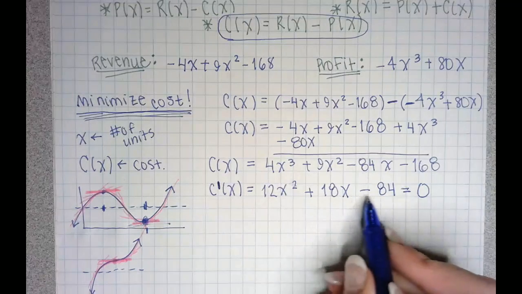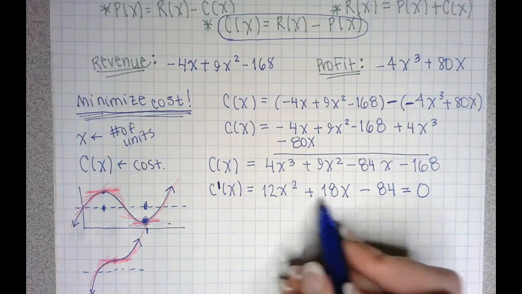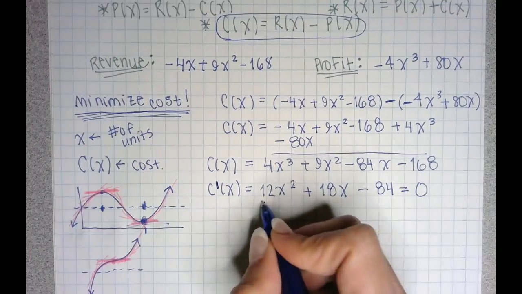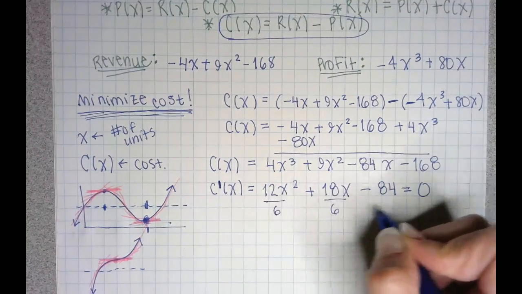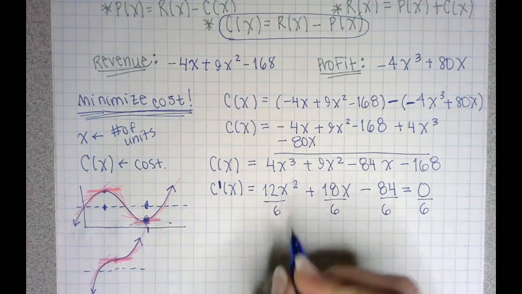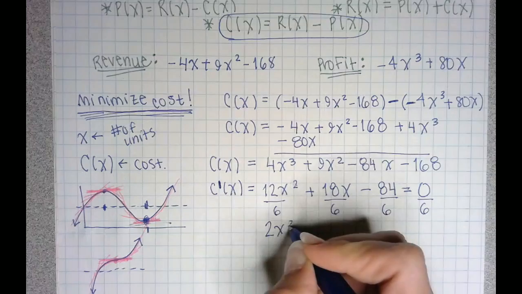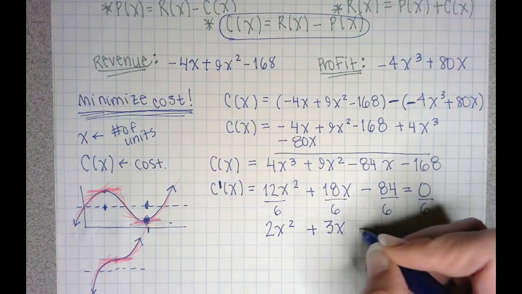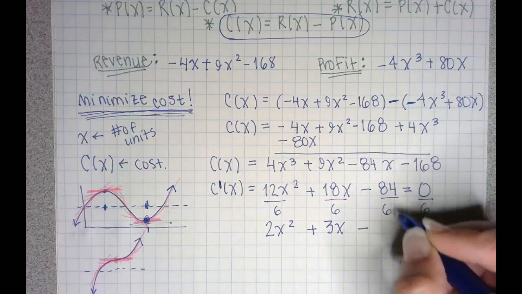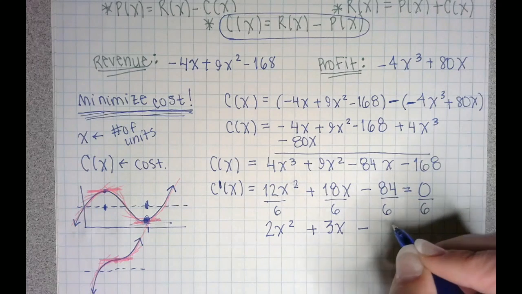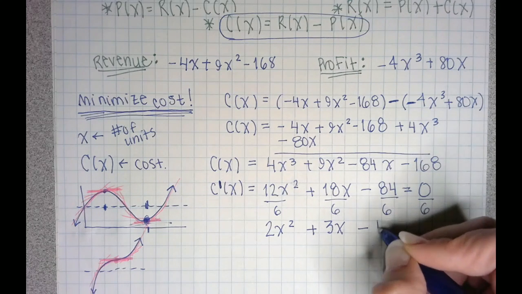Now these are all multiples of 6. So because it's equal to 0, I can actually divide everything by 6. You could do that when you have an equation equal to 0. I'm going to make smaller numbers. So I have 2x squared plus 3x minus 14, since 84 divided by 6 is 14.